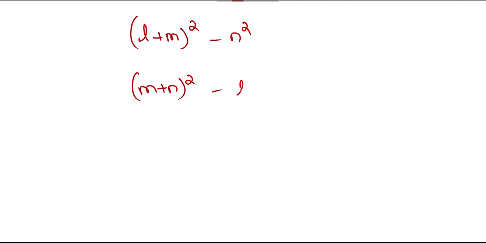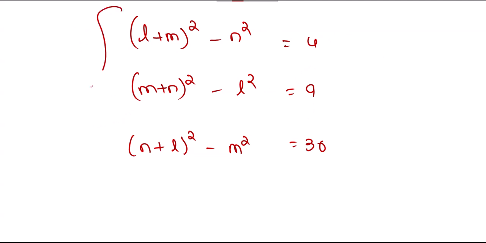How, sir? See, adding all those: L plus M whole square minus N square, next is M plus N whole square minus L square, and here L plus N whole square minus M square. Here one is 36, one is 4, one is 9. Which one is 36? The first one is 4, second one 9, third one is 36.